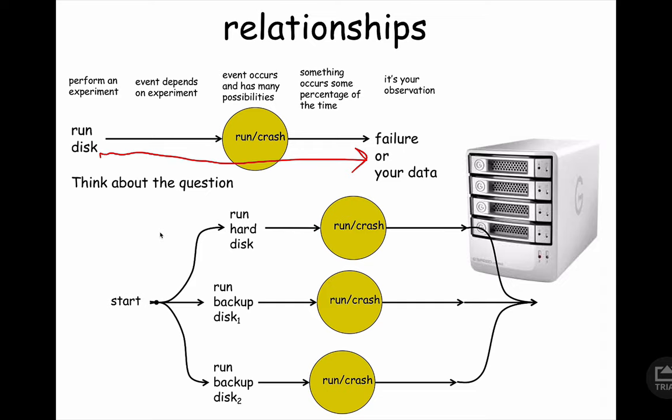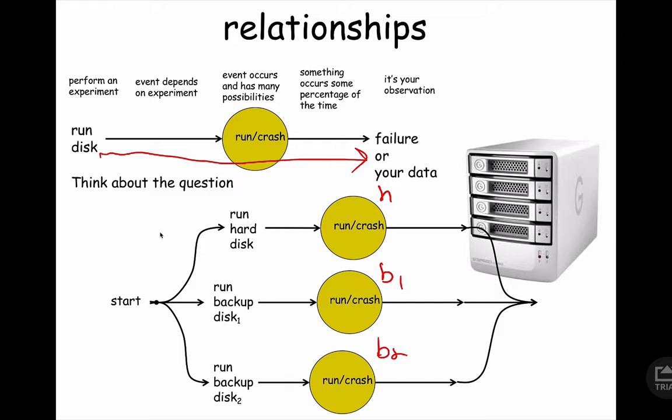So in this particular case, when you think about the question, the probability that information is saved, when you look at these drives, they operate independently. So the hard drive, if it crashes, it doesn't impact the run state of the first backup, and it doesn't impact the run state of the second backup. So if you look at these individual components, let's say the first component was the hard drive, I'll call that H, and then B1, the first backup, and then B2, the second backup.